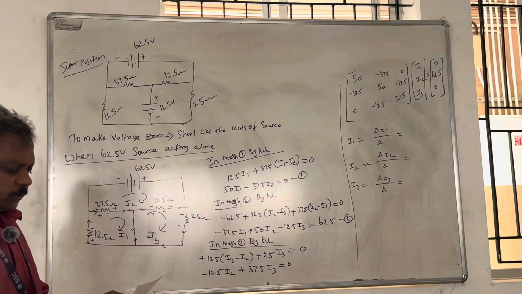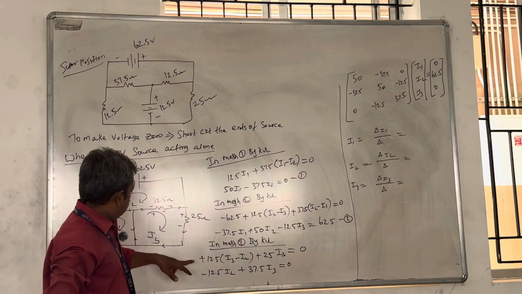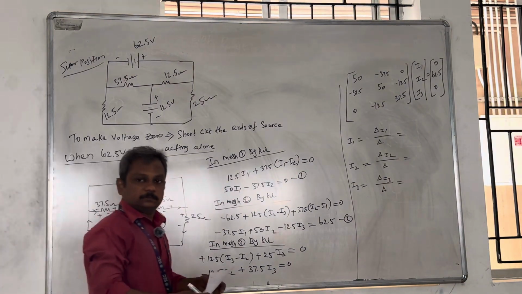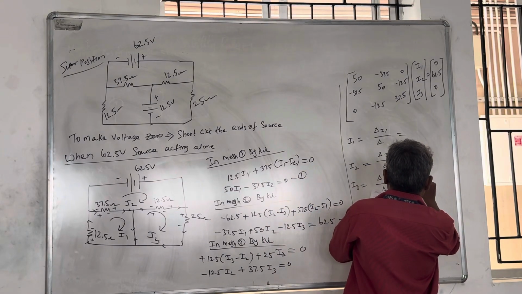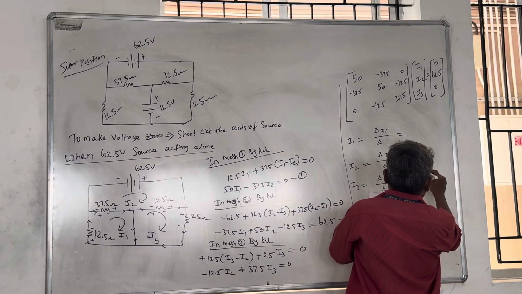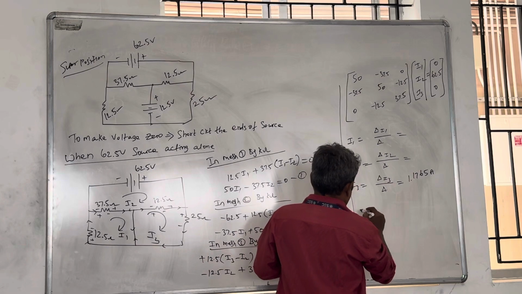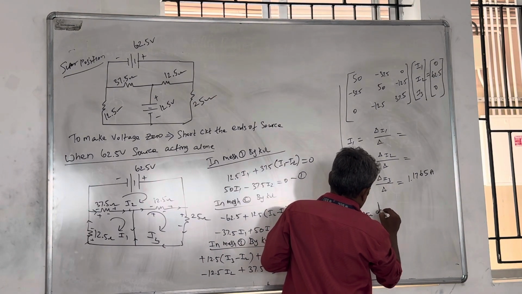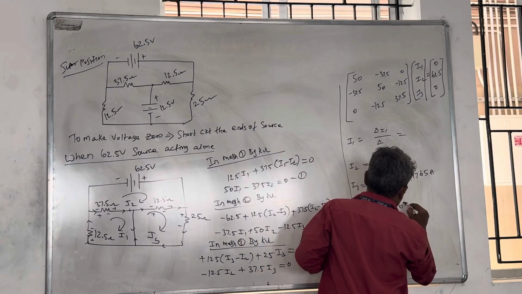In 25 ohms, so current in 25 ohms means what? I3. So you just find I3. I3 for me is coming as 1.1765 ampere. This I3 is the current due to the 62.5 volt source.